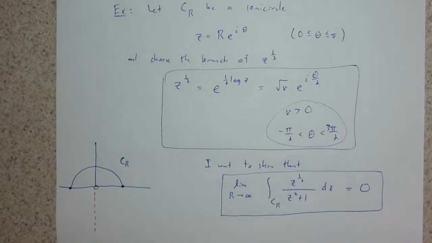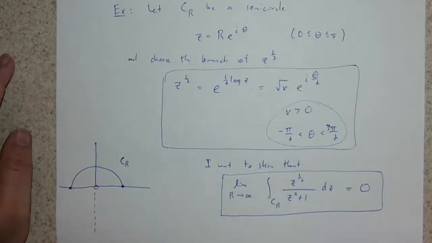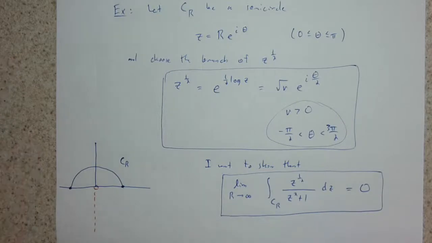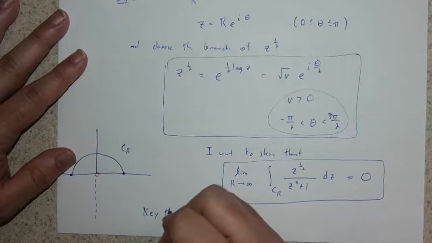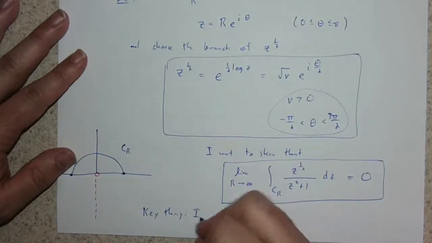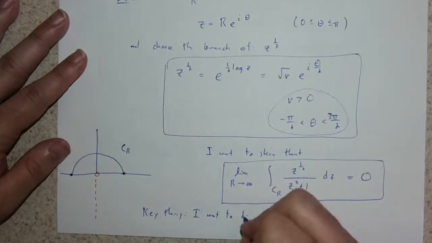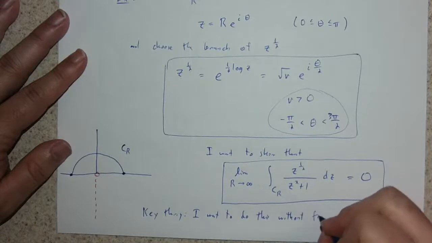Now, you might say, why would you want to show that? Well, forget about that for a second. Say that I just want to know that this is the result of taking this limit. So letting my radius be huge causes this contour integral of this thing to go to 0. The key thing here is I want to do this without finding the value of the integral.